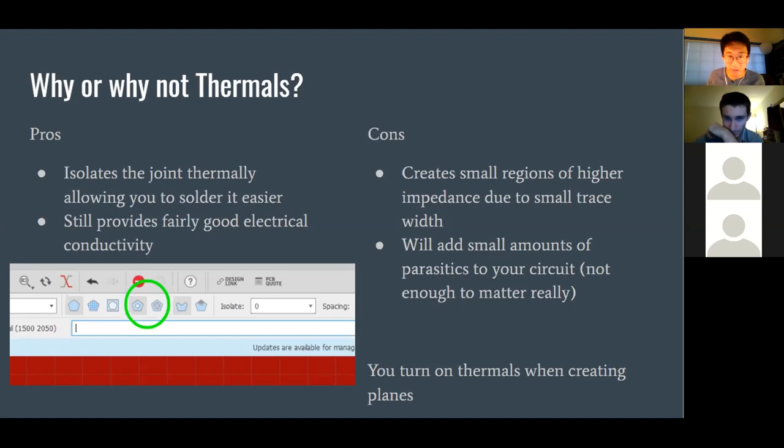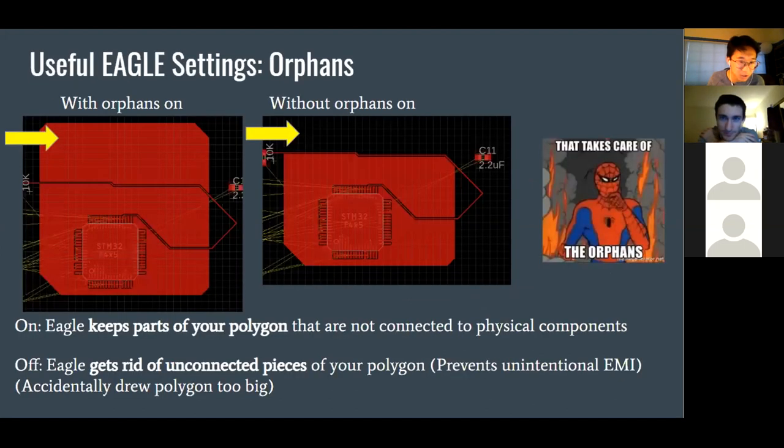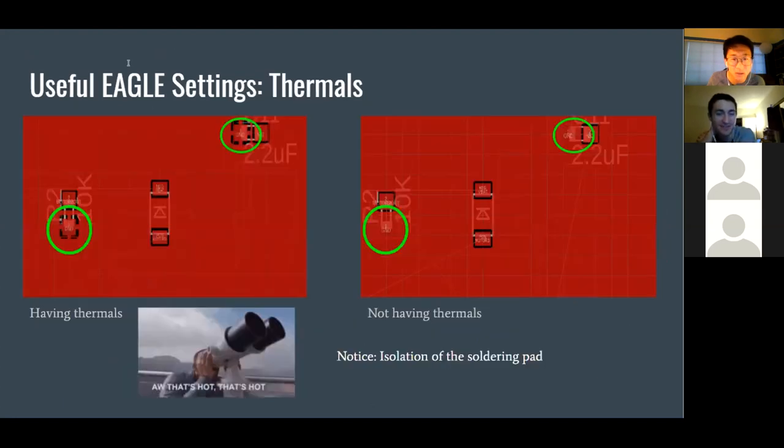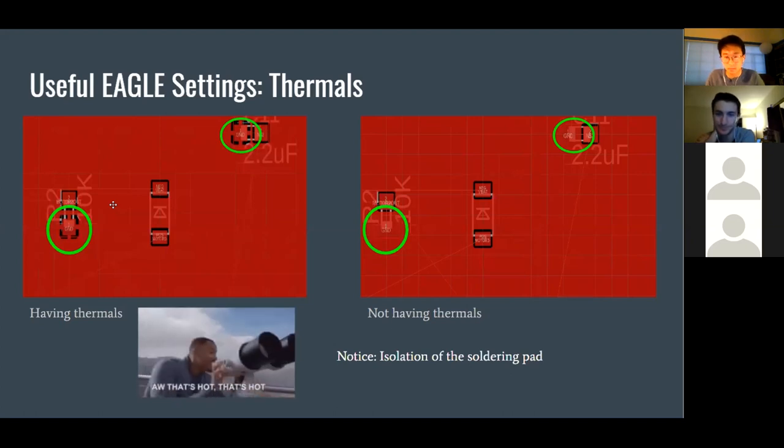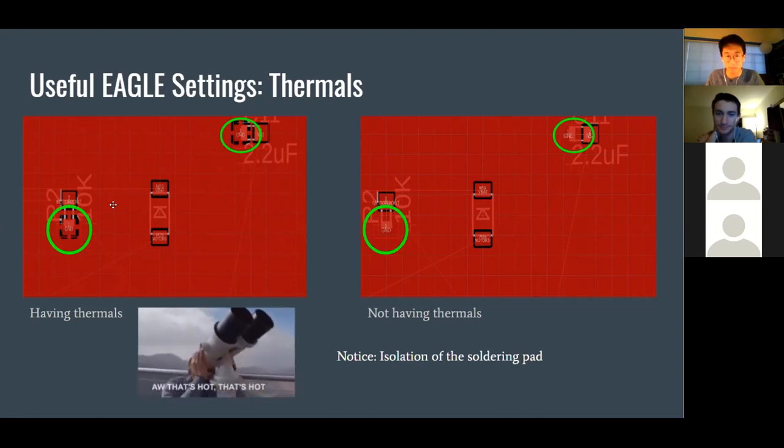Would this be bad for parts that produce a lot of heat, since there's less dissipation to the plane? Let's see. Are you saying there would be heat being put onto the output of the device? Wait, I think he's asking, in normal operation, if this would produce a lot of heat from the device. Say you have your voltage regulator or something that produces a lot of heat. Would having thermals on be a bottleneck for the dissipation into the ground plane?